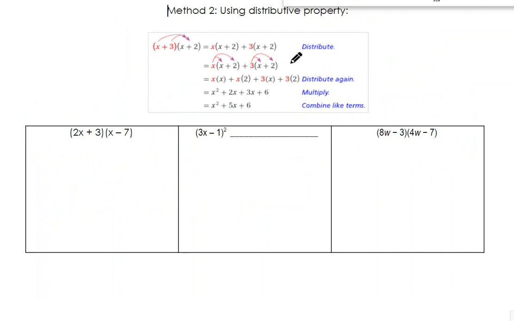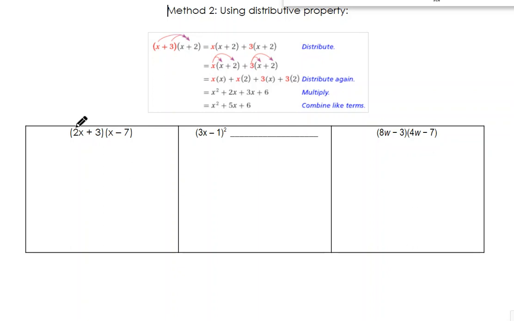Okay, so the other way we can do this, when it's a binomial times a binomial, or even a binomial times a trinomial, but I got 2 terms times 2 terms, so I can do the box method. We just learned that, right? The other way I can do this is distributive property. And what I have to do is take each term and times it by each term in the second thing. So what do I mean by that?